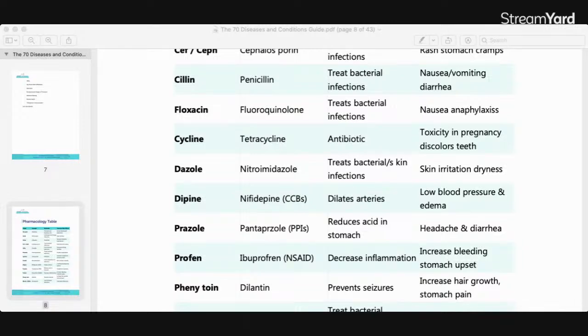For example, nifedipine is a calcium channel blocker, but metoprolol is a beta blocker, right? So just pay attention to how the medications actually work. What it does is help dilate the arteries, and that is what causes the blood pressure to decrease or lower. So the side effect is that it can result in the blood pressure becoming too low, and in some cases, it can cause edema.